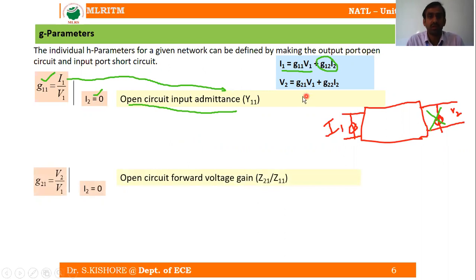Now similarly G21. To obtain G21, you can see again we made I2 equal to 0 in the second equation. This term is going to be equal to 0. Then we have V2 equal to G21 into V1. So G21 is going to be equal to V2 by V1, the voltage to the voltage. So G21 is a dimensionless parameter, and it is nothing but V2 by V1.